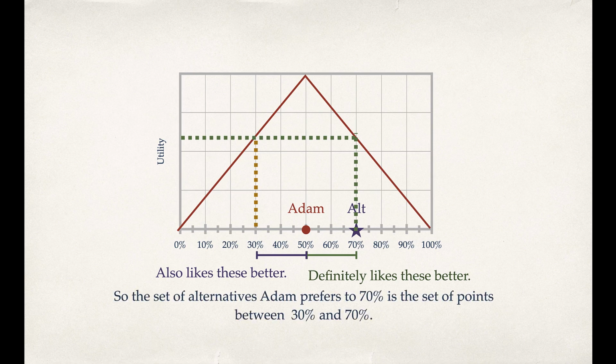All right. So the set of alternatives Adam prefers to 70 is the set of points between 30% and 70%. Between, not including 30%, not including 70%, but between them, all right? So 30.00000000001 is in there. That's in the preferred-to set, but 30% is not.